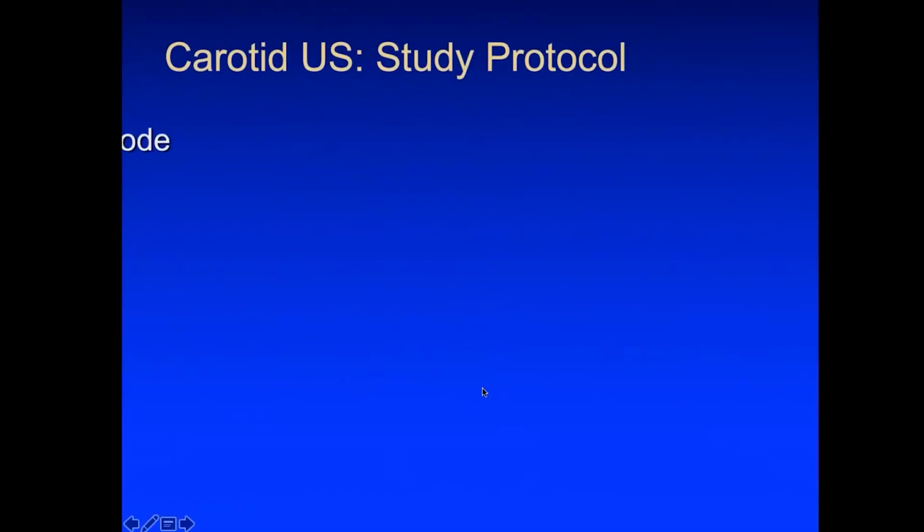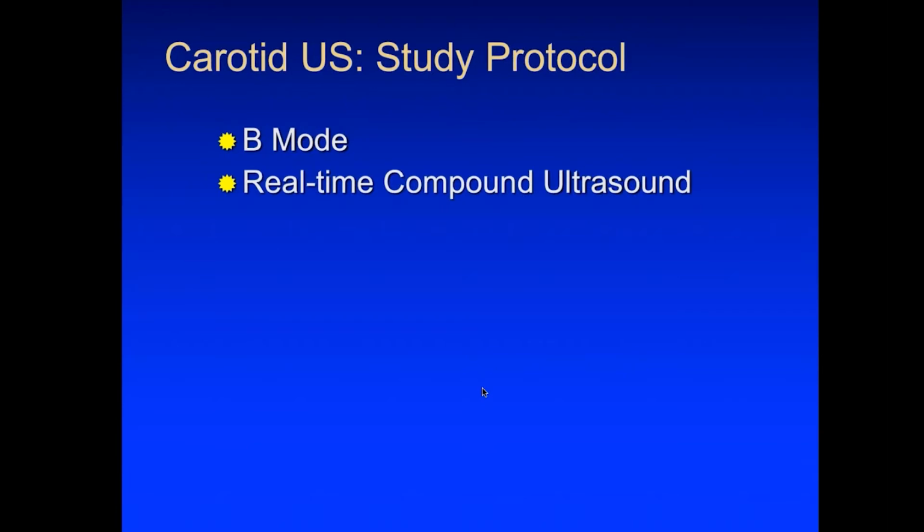Study protocol. Well, we start the study in B mode. You can start in transversal or you can start in longitudinal. This is up to you. But you have to do both approaches, longitudinal and transversal. Please activate the tools that you probably have in your systems. Real-time compound ultrasound and speckle reduction imaging are very useful tools in order to obtain a high quality image.